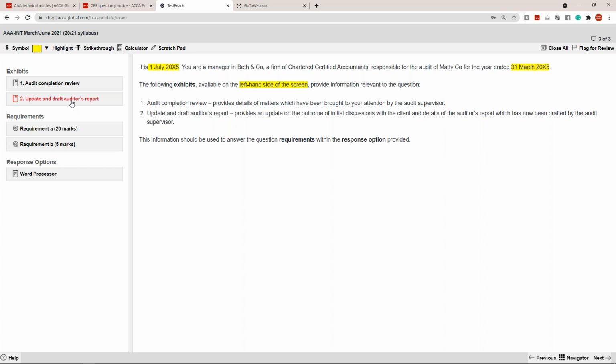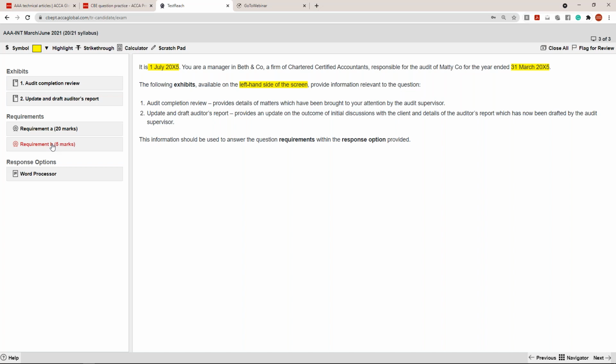aspect. Now you have two requirements. You have a requirement A for 20 marks, and you have a requirement B for 5 marks, and you have a response option, word processor. Now requirement A for 20 marks is a completion requirement. Requirement A is from exhibit number 1, and requirement B is from exhibit 2.